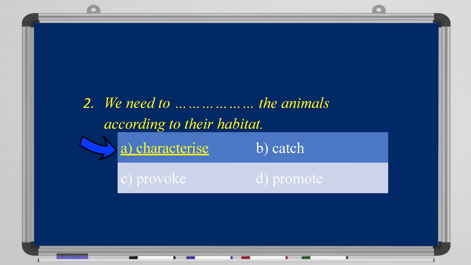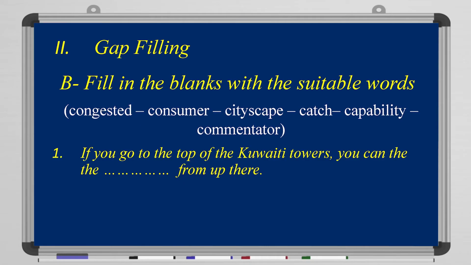Let's look at the gap filling. We have a few words. Congested, consumer, cityscape, catch, capability, and commentator. A lot of C's, right? Okay, cool. So let's look at number 1. If you go to the top of the Kuwaiti towers, you can blank from up there. What can you see from up there? You can see the cityscape. Very good. Excellent.